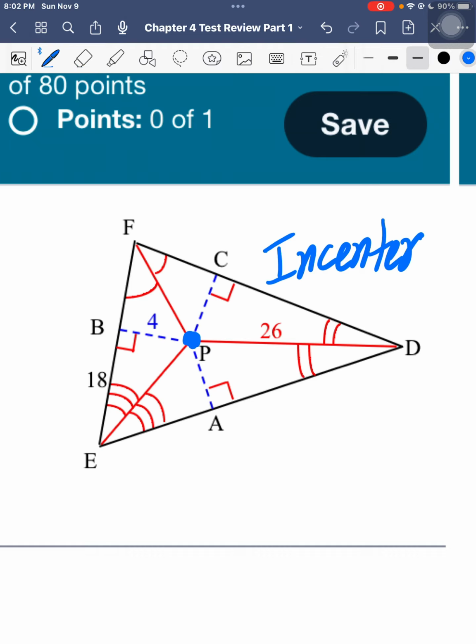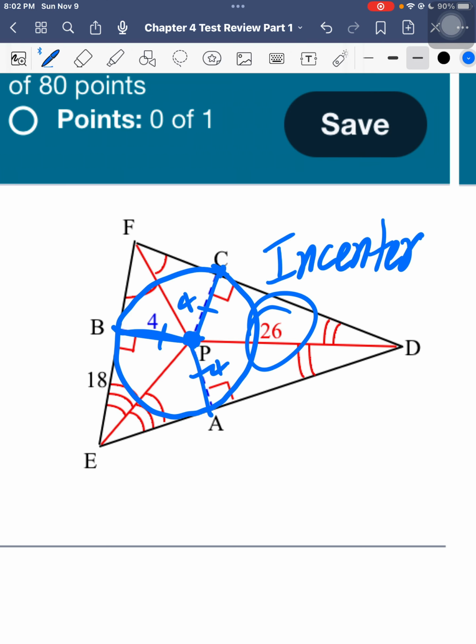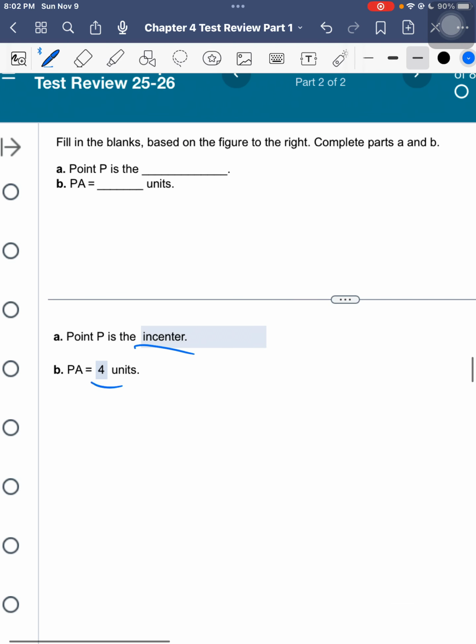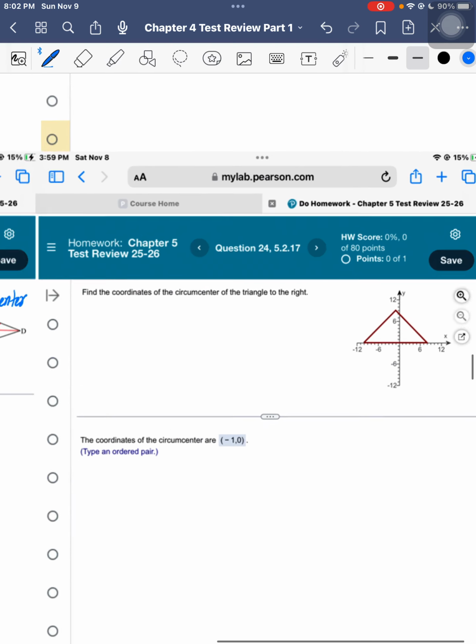So if P is the incenter, then this and this are all congruent. That means if PB is 4, what are PC and PA? They're also 4. This 26 is just there to confuse you. So the answer is incenter and 4.